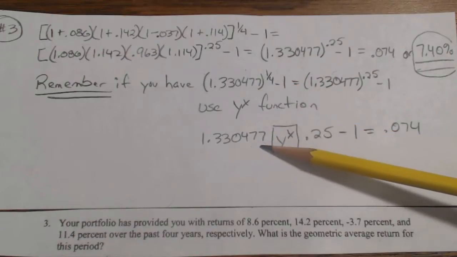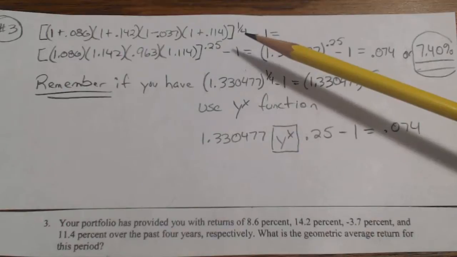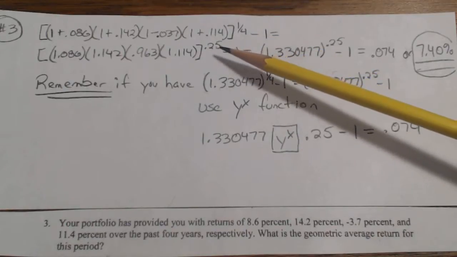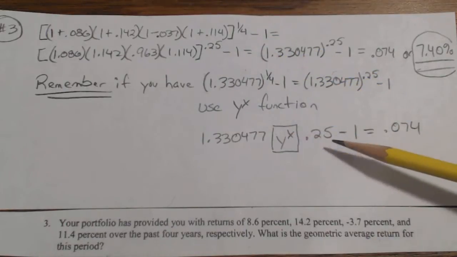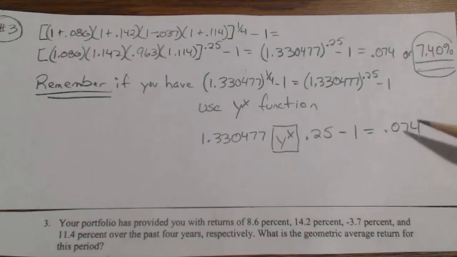1.33047 y to the x 0.25. So you always just take 1 divided by whatever t is. That'll give you a decimal, and use that with your y to the x function. And of course you've got to subtract 1 at the end, and that gives you the decimal, which in this case is a percentage of 7.4%.